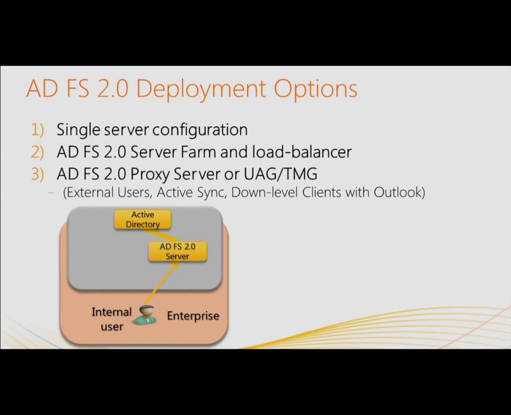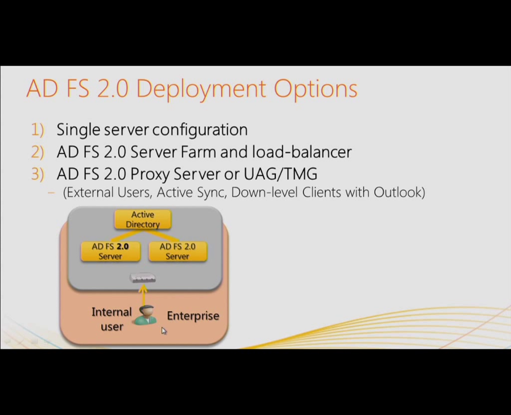We should at least provide two servers inside our organization. These servers are balanced using Windows network load balancing, for example, a network load balancing service that is included in Windows, or also using a hardware network load balancer.